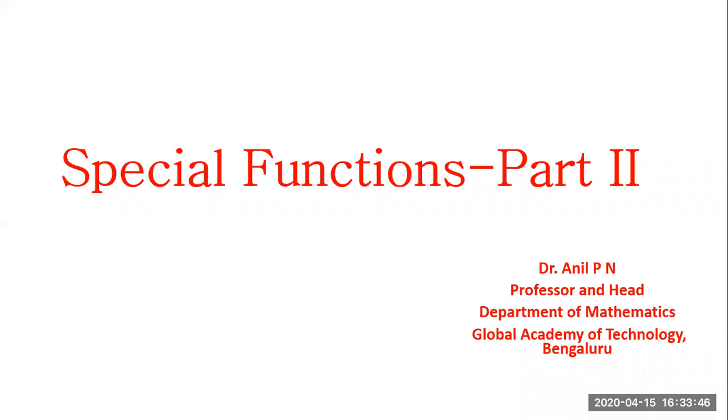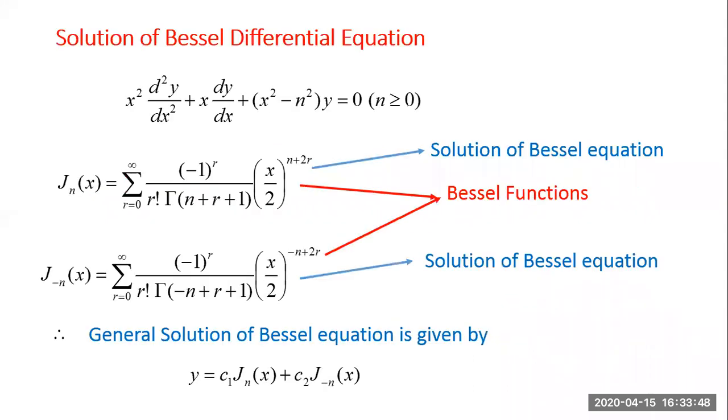In the previous video, we discussed the series solution of Bessel's differential equation, where we got two independent solutions. One we denoted as Jn of x and another solution as J minus n of x. Both of these are solutions of Bessel's differential equation. That means both satisfy Bessel's equation. And a general solution is given by y is equal to c1 Jn of x plus c2 J minus n of x.